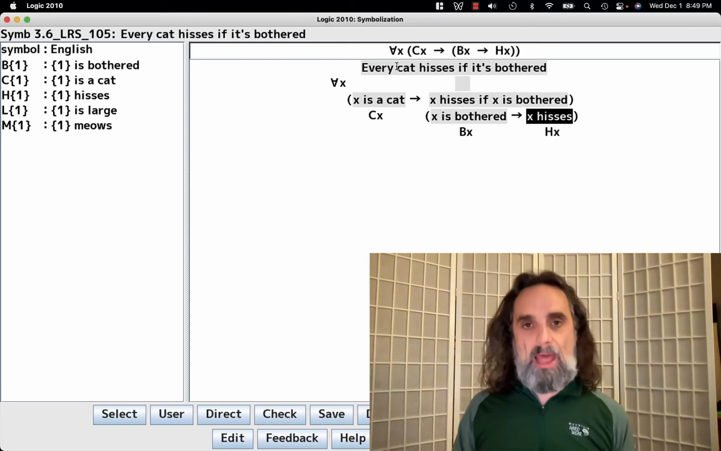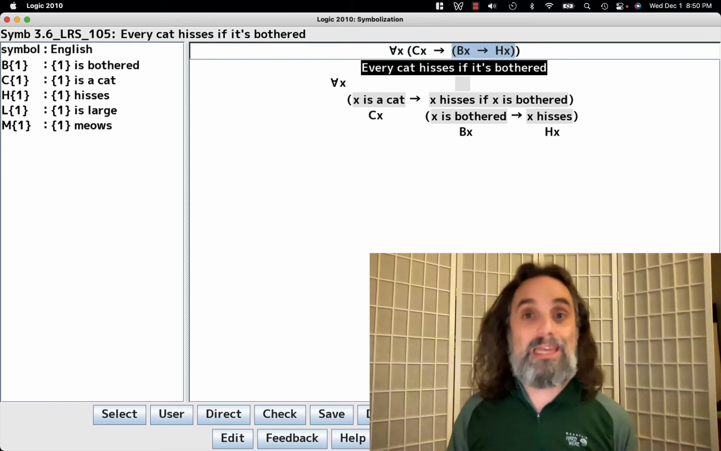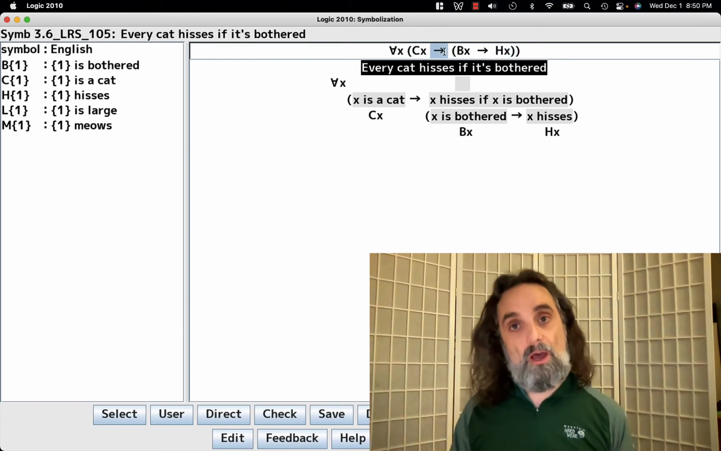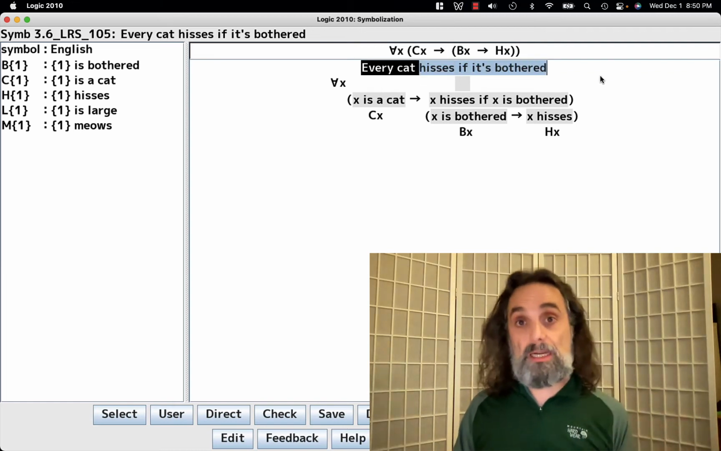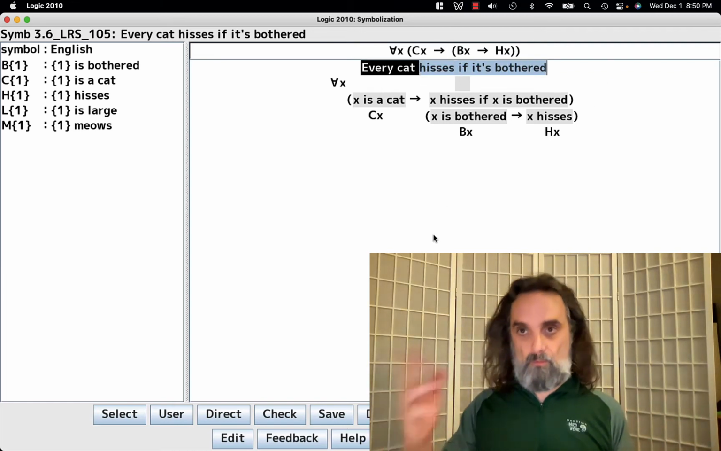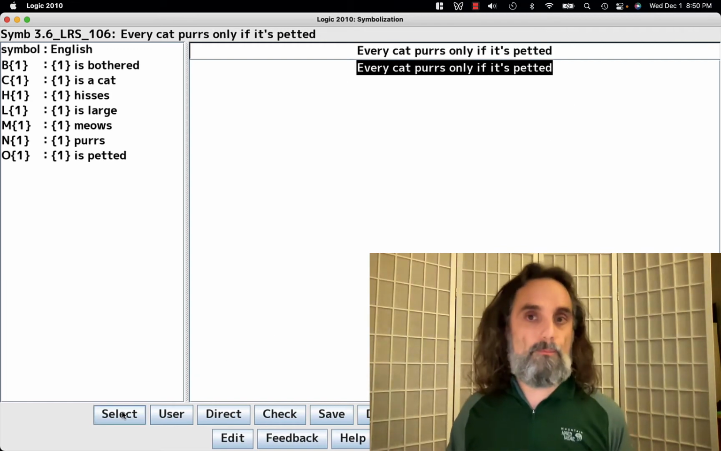So every gives us the universal and the conditional. Cat gives us the C. Hisses if it's bothered gives us this conditional inside the consequent of the main conditional, again, because we're treating this as a complex verb phrase. Good. Let's take a look at an even more complicated one.